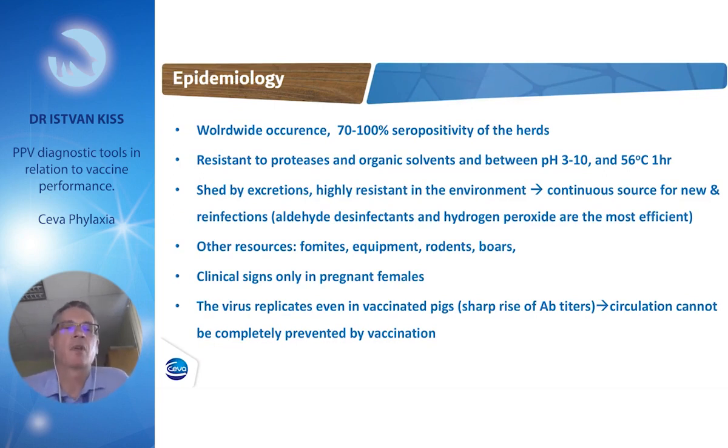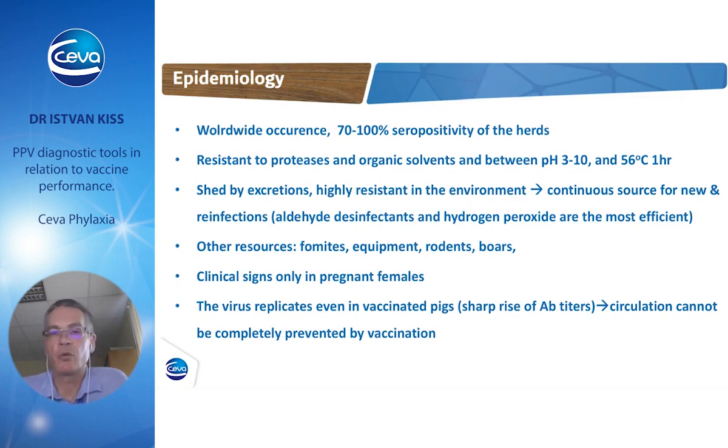Clinical signs will show up only in pregnant females, so we will see it later, and we heard already that it is related to reproductive parameters. And the important thing is that even in the shadow of antibodies, the virus can circulate. So its presence cannot be excluded by vaccination.